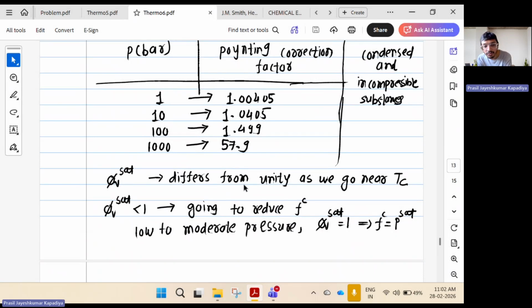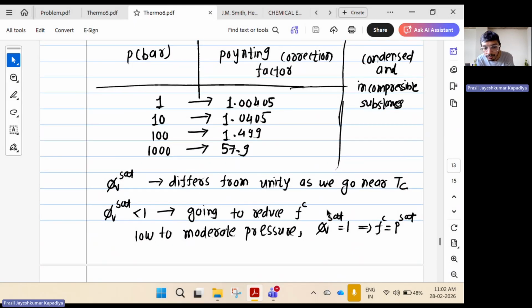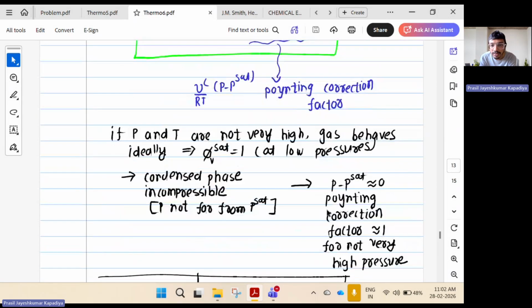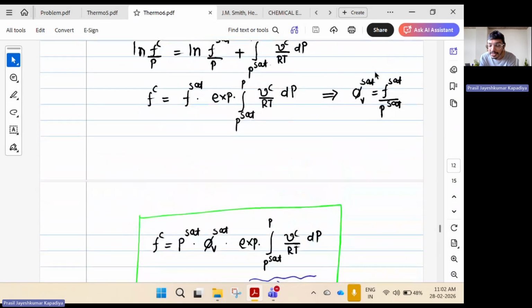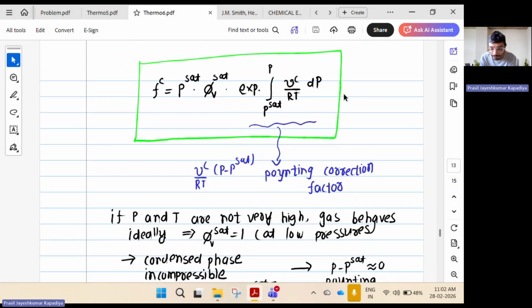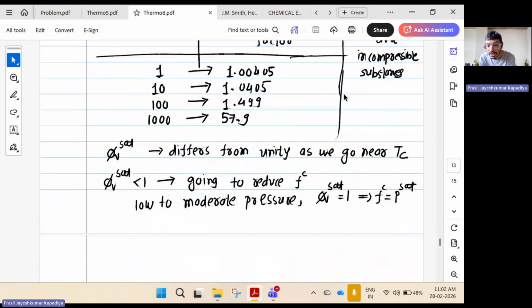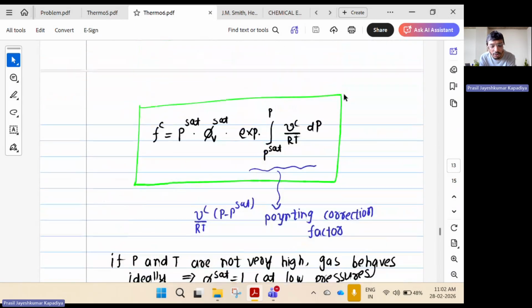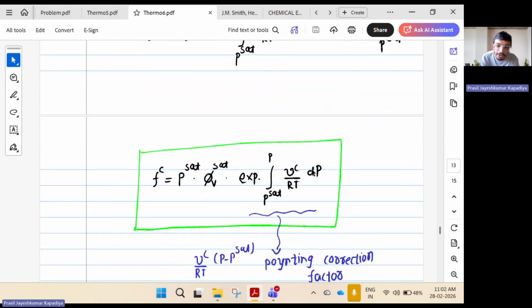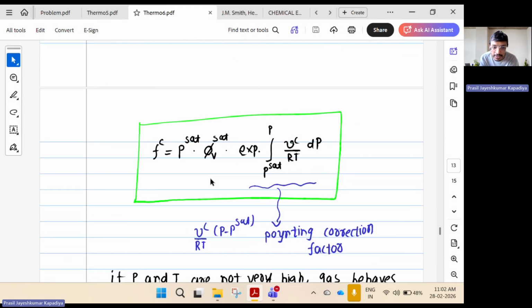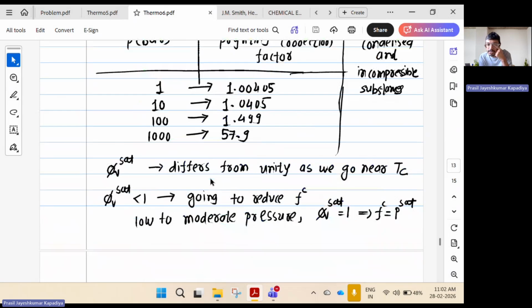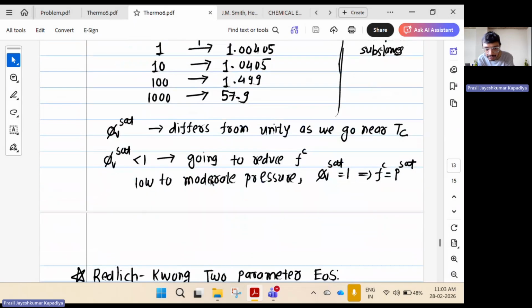Okay. So phi V set differs from unity as we go near the critical temperature, and phi V set less than 1 is going to reduce f_c. And for low to moderate pressures, we know that phi V set will be equal to 1 from that equation, and we will have f_c equal to P_set. We will be only left with f_c equal to P_set at low to moderate pressures. So this term, Poynting correction factor, is going to be 1. Phi V set is also equal to 1. So we will be only left with fugacity of condensed phase equal to vapor pressure of that particular system.